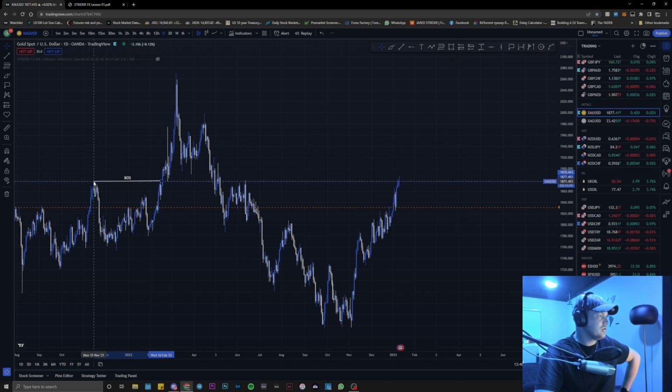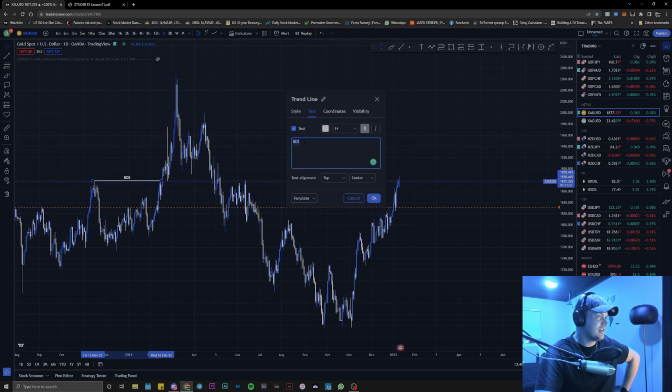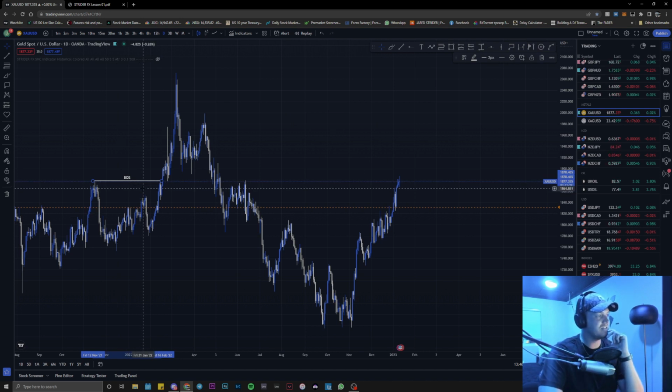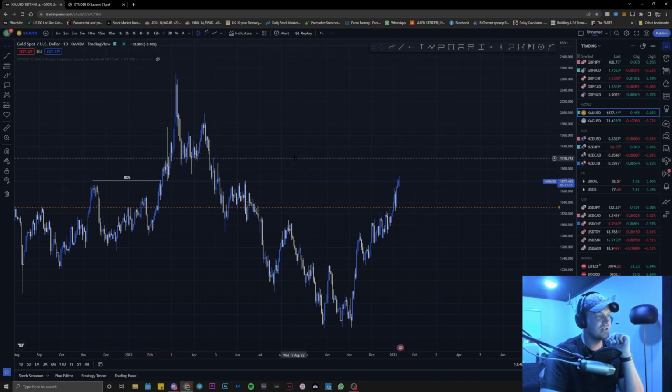Use your line tool to mark out your break of structures. To put the label on it, you just double click, you select the text, and you can write in here. I want you to mark out all the break of structures on the upside and the downside, the change of characters.